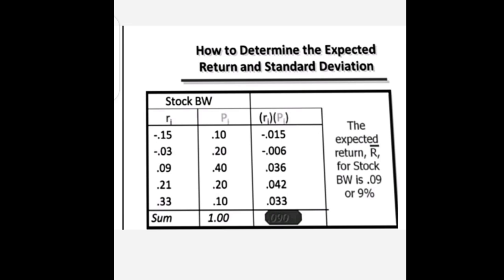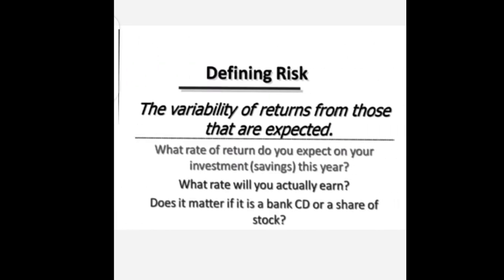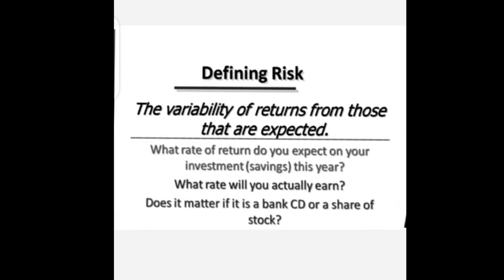I hope you understood how to calculate the expected rate of return. So now we are moving forward to the risk. What is risk? The variability of returns from those that are expected. If you expect something and there is some variability involved in it, then certainly it is the risk.